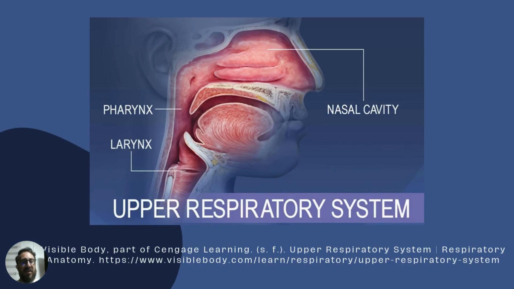The nasal cavity consists of two air-filled spaces located inside the nose and separated by the nasal septum. They extend from the nostrils, also called anterior nares, to the posterior openings known as choanae, which connect the nasal cavity with the nasopharynx.